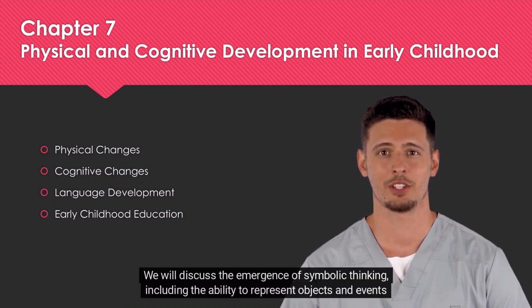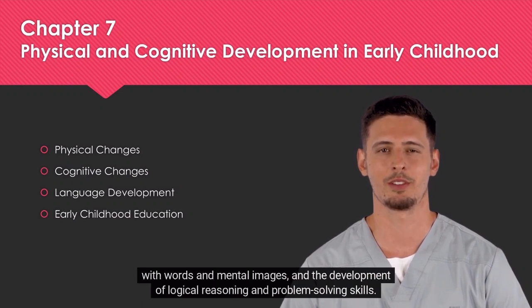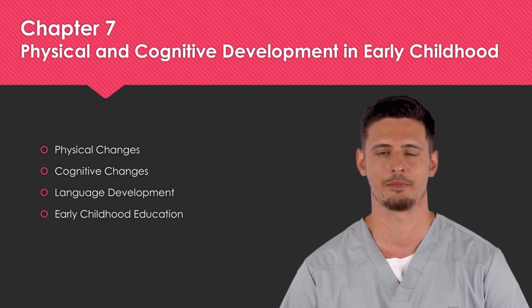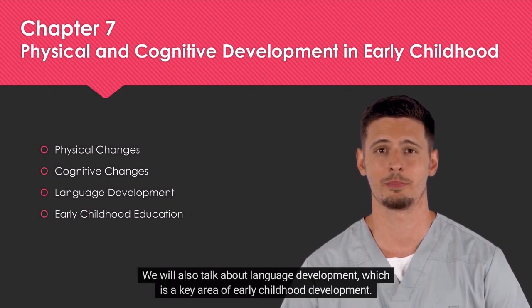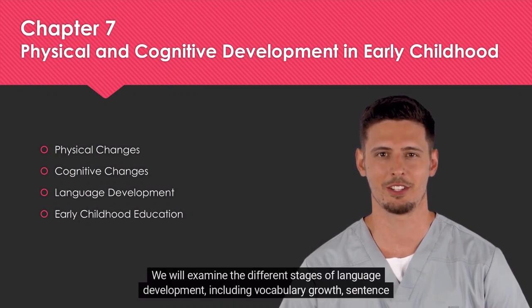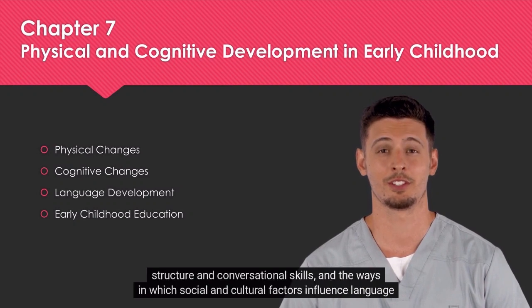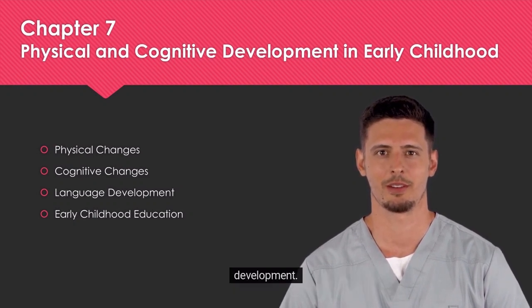We will discuss the emergence of symbolic thinking, including the ability to represent objects and events with words and mental images, and the development of logical reasoning and problem-solving skills. We will also talk about language development, which is a key area of early childhood development. We will examine the different stages of language development, including vocabulary growth, sentence structure and conversational skills, and the ways in which social and cultural factors influence language development.